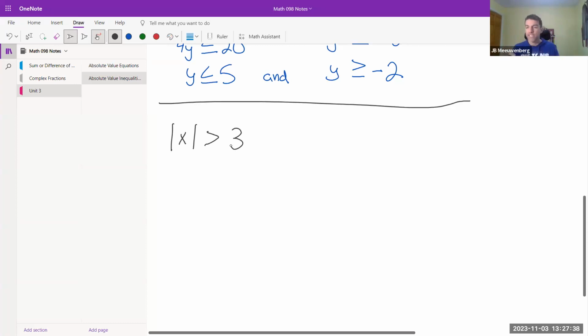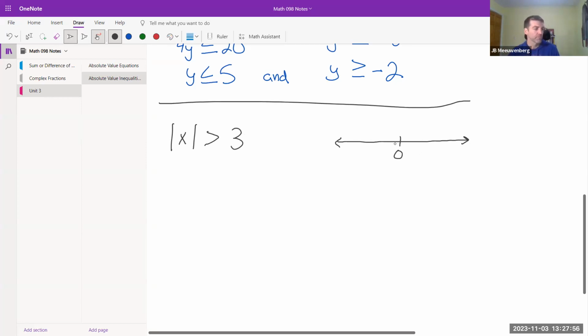Just pause this and see if you can sketch what you think this should look like on a number line. Okay, sketch out what the number line of this would look like. Where would our solutions be? What numbers would make this a true statement? Where would they exist? I'll keep going.